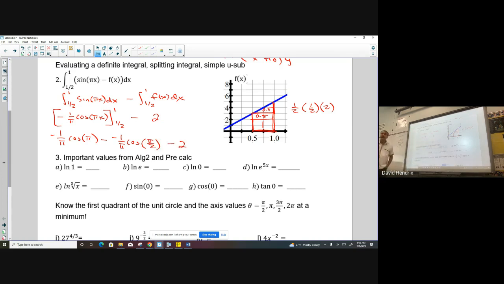And so on a free response question, you'd be allowed to leave your answer like this. But on a multiple choice question, you would actually have to evaluate this. So you have to recognize that cosine of pi is -1. So this would be -1 over pi times -1. Over here, what is cosine of pi over 2? You know what that is? That's going to end up being 0. And so you're going to end up with 1 over pi minus 2 would be our answer.